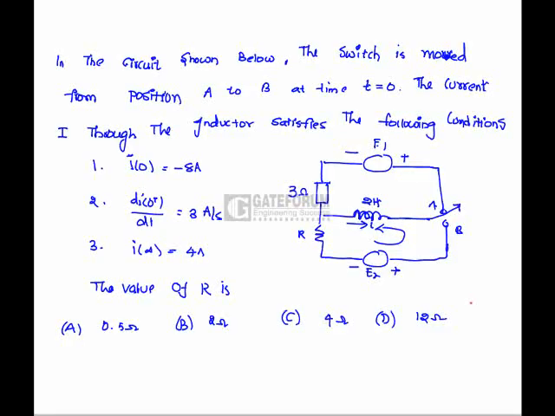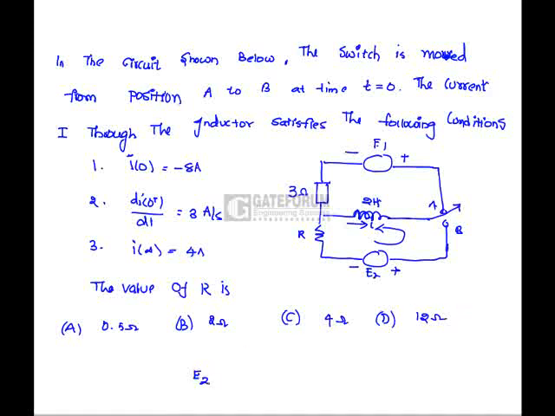As shown below, the switch is moved from position A to position B at time t equals 0. The current I through the inductor satisfies the following conditions: I of 0 is equal to minus 8 amps, the rate of change of current at t equals 0 is 3 amps per second, and I of infinity is 4 amps. Then find the value of R.